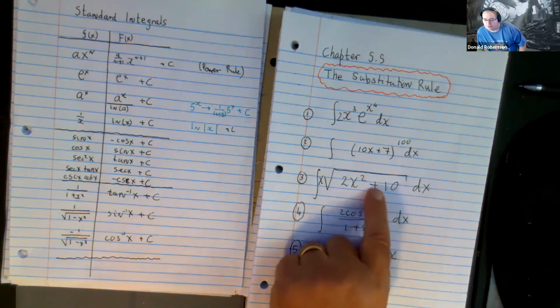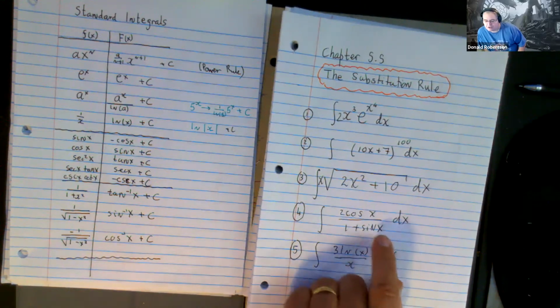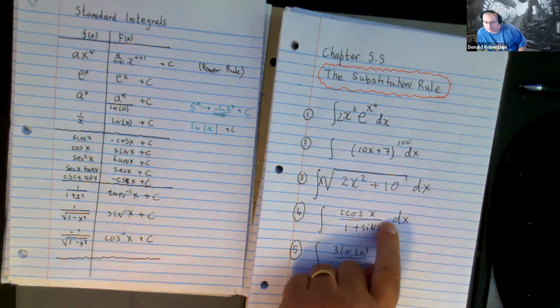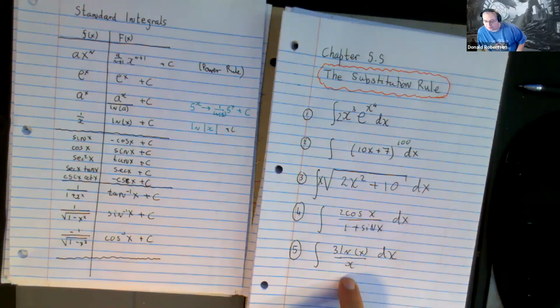Here's a really ugly square root you don't need to do. Here is a weird trig function, which there isn't a trig identity in the world that would save you. That one is impossible with the techniques that you know. And here's one with a fraction and a log, if that wasn't bad enough. And you can't do that either. So we're going to show you how to do them.